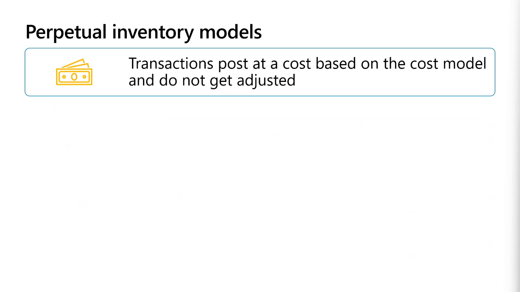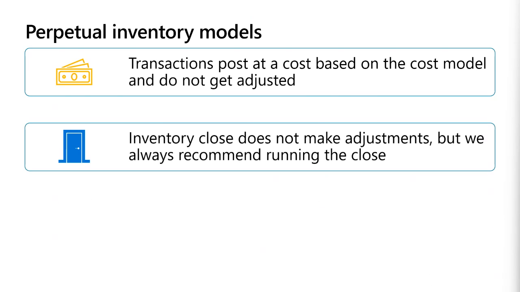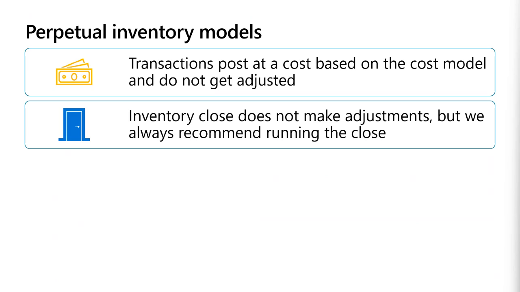On the contrary, when you use perpetual inventory models, some of the basic principles are different. For starters, transactions post at a cost based on the cost model type, and it does not get adjusted. While the inventory close does not make any adjustments, we do still recommend that you run the inventory close for all inventory models, as it prevents the backdating of transactions.